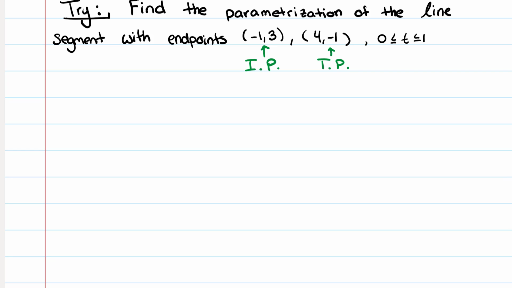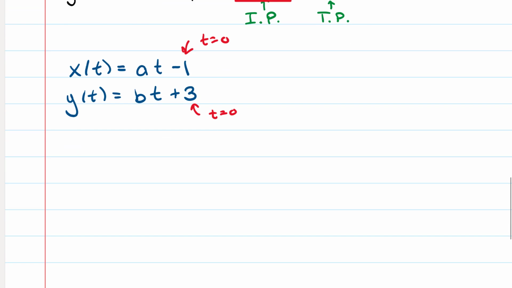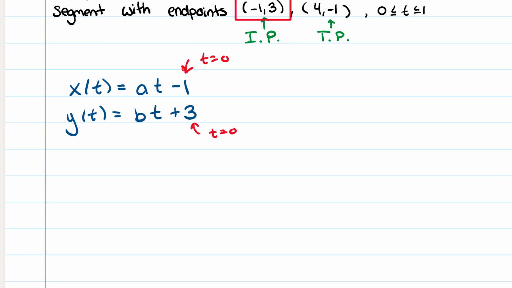All right, so we know the general equation for a parametric line is going to be a times t, and then whatever the initial x value is. And for y, it's b times t, and then the initial value. And again, I got these values here from when t is equal to 0. And then I just need to find my a and b by plugging in numbers.